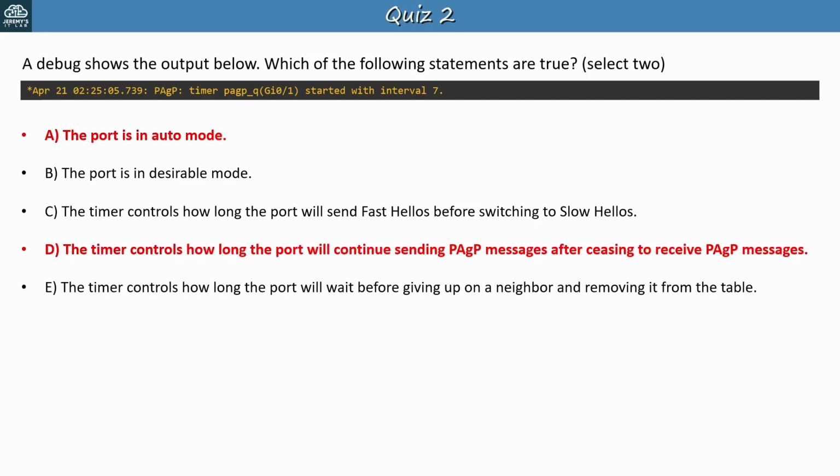The PAgP queue timer is the quit timer, which controls how long the port will continue sending PAgP messages after ceasing to receive PAgP messages. So D is correct. This timer is only used in auto mode, because ports in desirable mode will continue sending messages regardless. So A is correct, and B is incorrect. Option C refers to the switching timer, PAgP-S in debugs. And option E refers to the partner timer, PAgP-P in debugs.